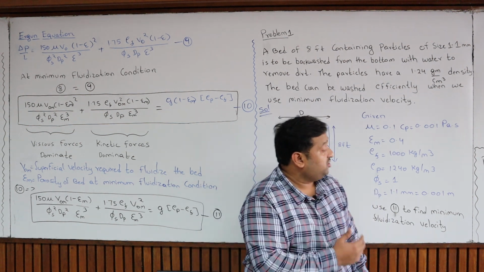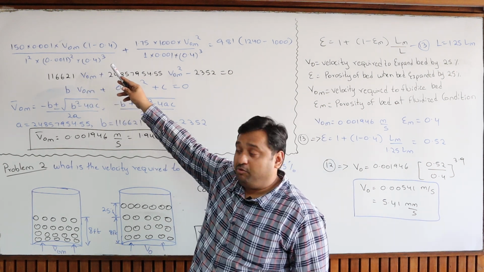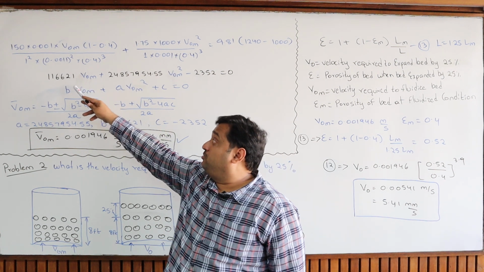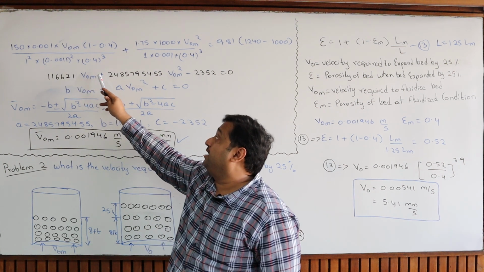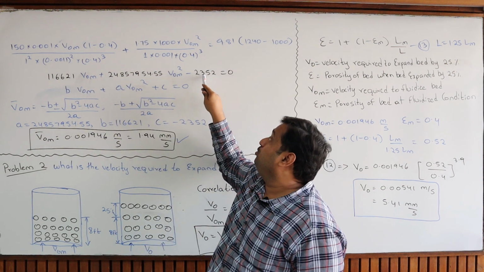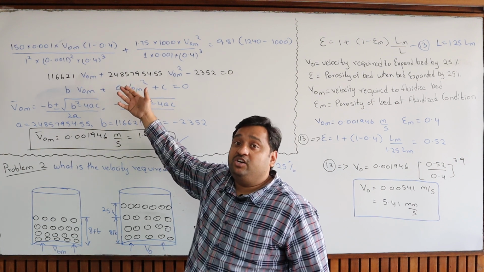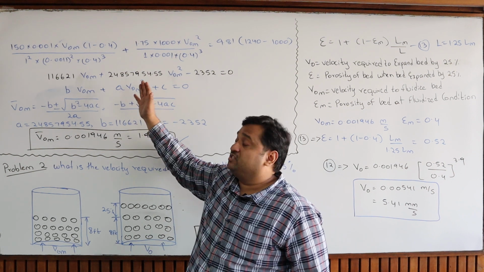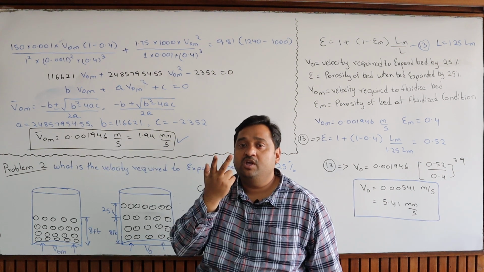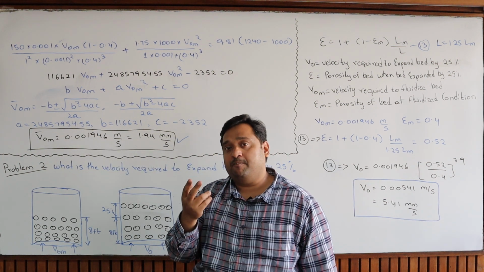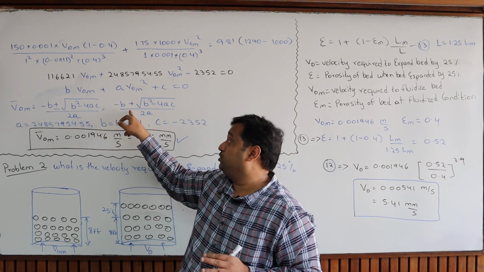Let us go to the problem. I substituted all the values in equation number 11. I found the final equation is in terms of V, that means some constant into V plus some constant into V square minus 2352 equal to 0. You can imagine it's a kind of quadratic equation in terms of minimum fluidization velocity, ax square plus bx plus c. So use this formula to find the two roots. The appropriate one is the positive root. The velocity is always positive, so you take only the positive root.